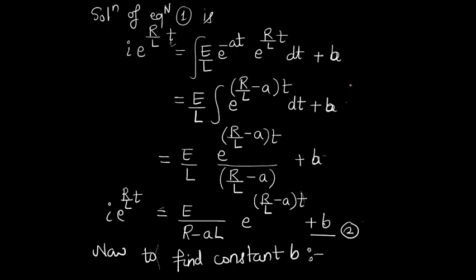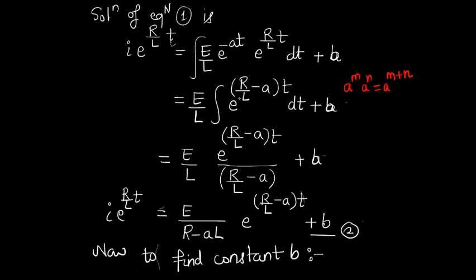So we can apply the law of index, that is a raised to m into a raised to n is equal to a raised to m plus n. These two indices will get added. From that we can take t common. What is left? R by L minus a, just by applying the law of index. And then this is ready for integration, so you can integrate this easily.